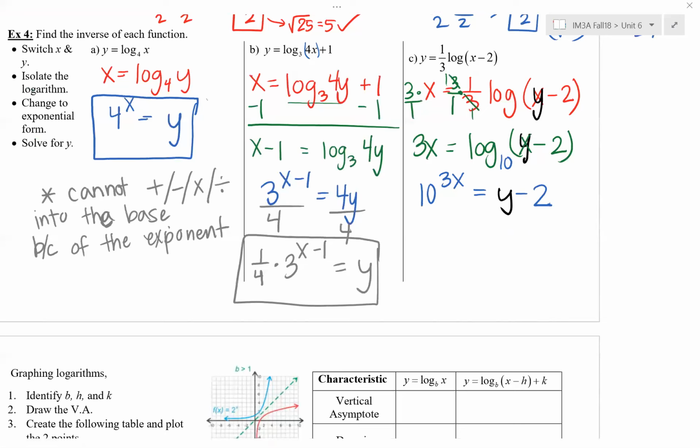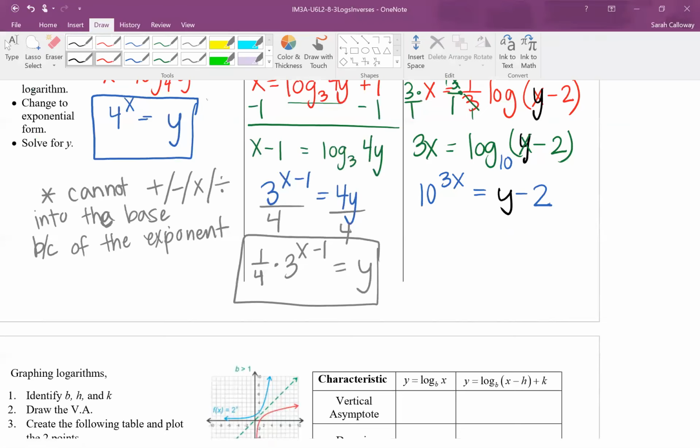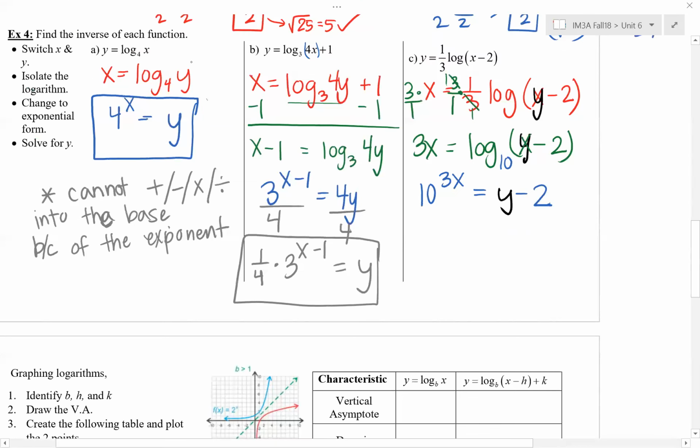So hopefully you caught that before me, because we need to figure out what this is if we solve for y. So if I don't have a y, I can't solve for it. So we want to get y by itself. Currently, 2 is being subtracted from it. So we're going to need to add 2 to both sides. Remember, because this 10 has a power, I'm not going to make this 12 to the 3x. I'm not allowed to add them together. This is going to be 10 to the 3x plus 2 as my inverse function.